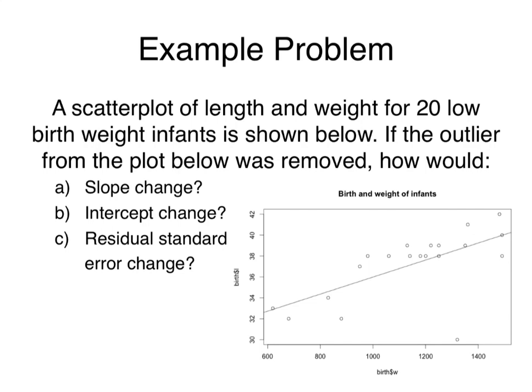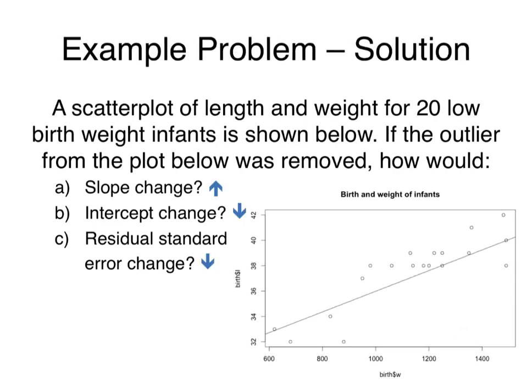Let's try another example. A scatter plot of length and weight for 20 low birth weight infants is shown below. If the outlier from the plot below was removed, how would the slope change, intercept change, and residual standard error change? Remember that the residual standard error tells us how far individual observations move from the regression line on average.